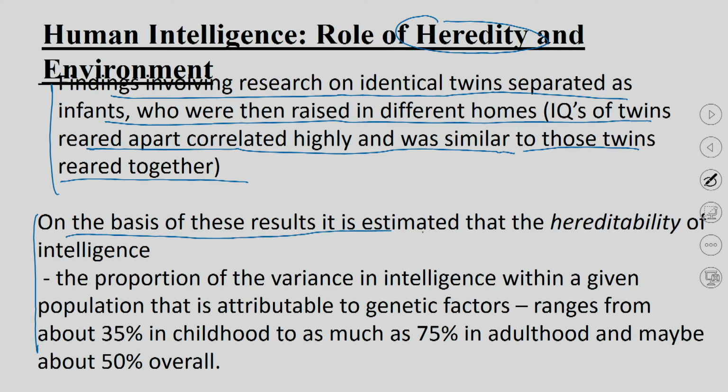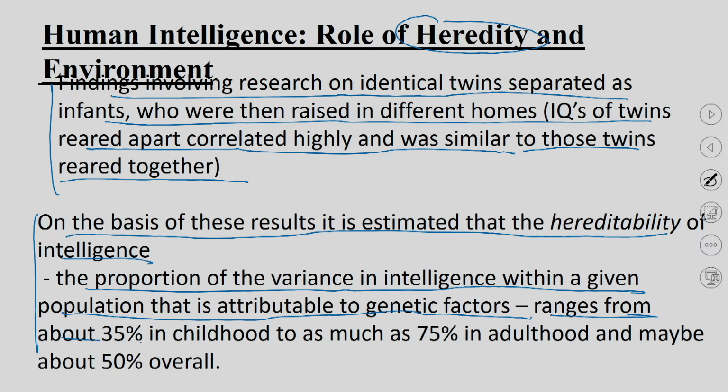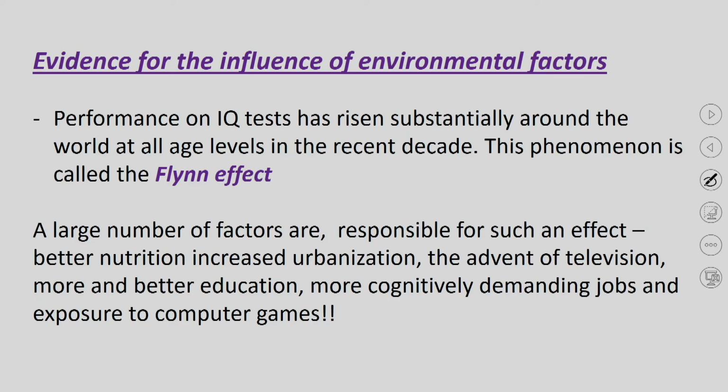On the basis of these results, it is estimated that the heritability of intelligence, the proportion of variance in intelligence within a given population that is attributable to genetic factors, ranges from 35% in childhood to as much as 75% in adulthood, and maybe 50% overall. So the role of heredity in intelligence is approximately 50% in most adults and varies between 35 and 70%. Now, evidences for the influence of environment.